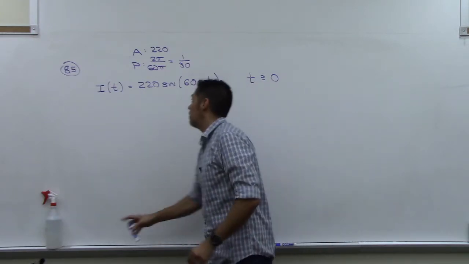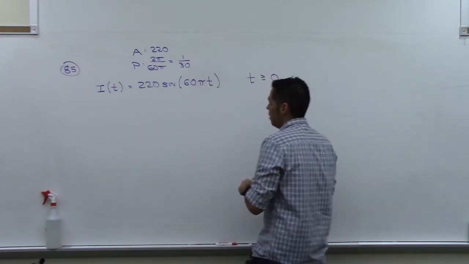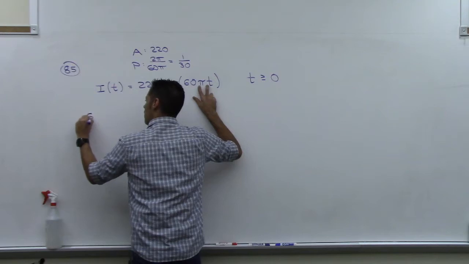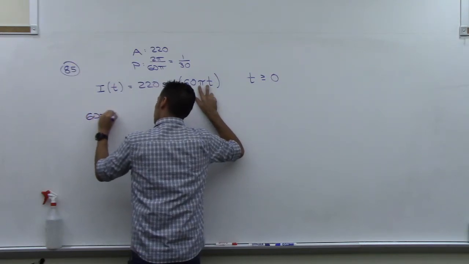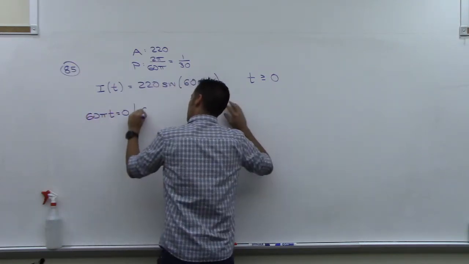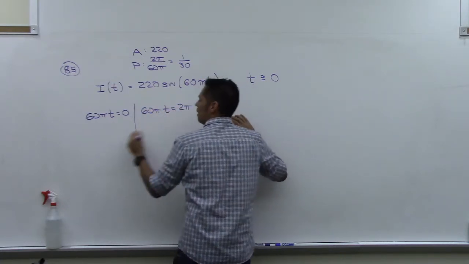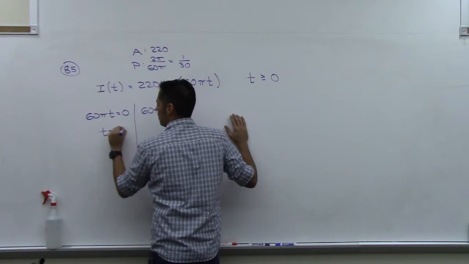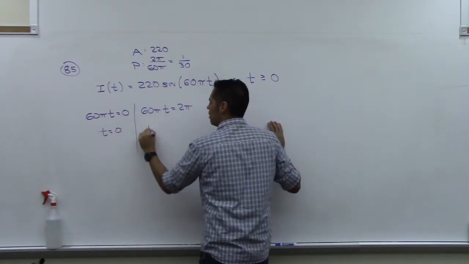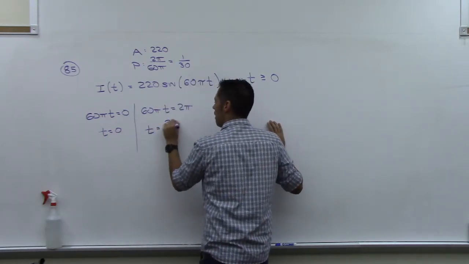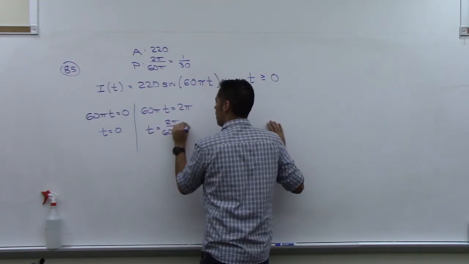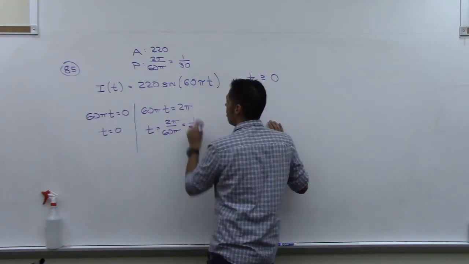Now they want us to graph it. So to graph this, I'm gonna do what I've been doing. Take 60 pi, t instead of x, set it equal to 0. I'm gonna take 60 pi t and set it equal to 2 pi. The only way to get that to be 0 is if t is 0. Here we divide both sides by 60 pi, and we get 1/30th. We kind of knew that already.